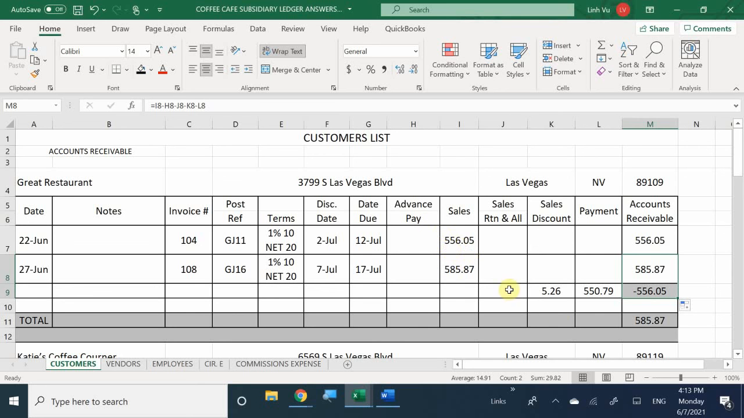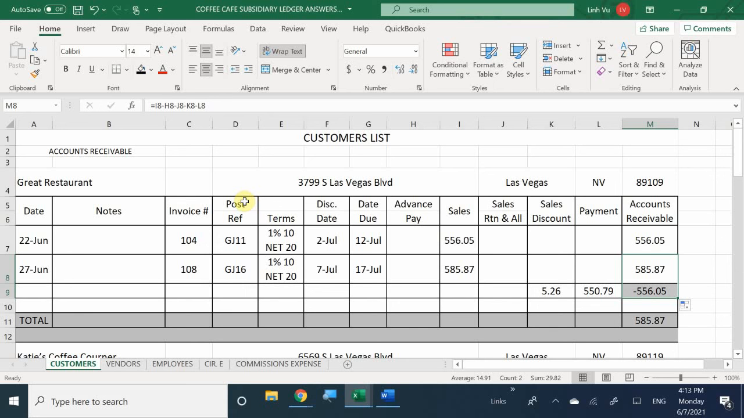So 556 minus $5.26. How do you get 580 out of that? Oh, 580.61, you took the number above it. No, my equation's wrong? No, that formula is wrong. In this case, my formula here will be my sales minus my advance payment minus discounts minus returns minus payments.